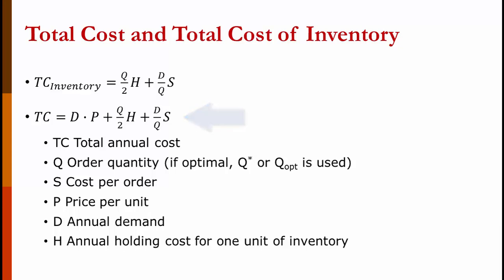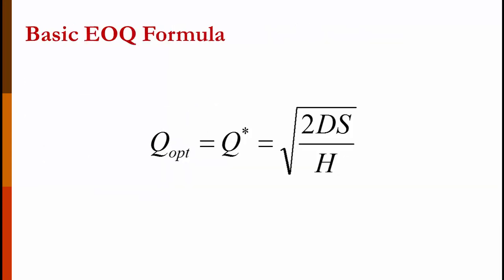The basic EOQ formula to find the order quantity is the square root of 2 times the annual demand times the cost of placing one order divided by the holding cost expressed in dollars. It can't be a percentage. It has to be a dollar amount. Most textbooks call this Q star, which stands for the optimal order quantity. 1 or 2 textbooks will call it Q sub OPT, short for Q suboptimal. They mean the same thing.